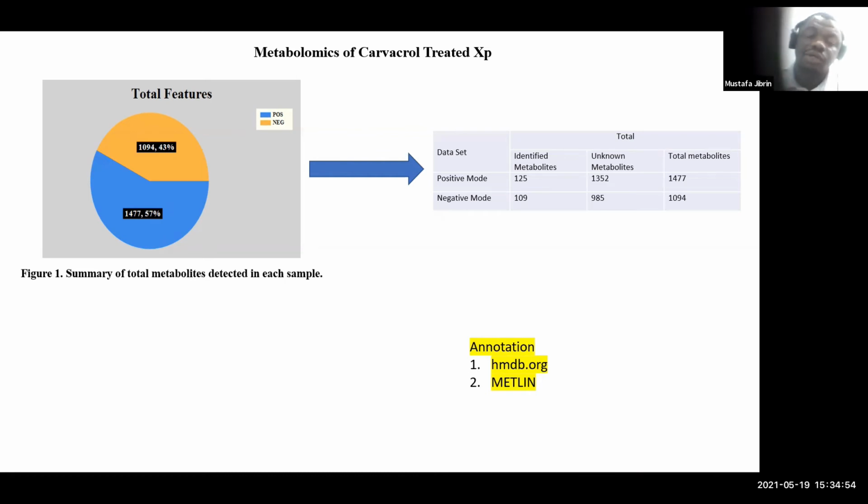So I had to go through the databases, the Human Metabolome Database and the Methylene. These are two databases that have a lot of metabolites curated in them, and there is a procedure for searching against these databases to see if what you have is also present in them and identifying what you have. It's a process of annotation that requires searching for the mass of the metabolites you have in your data sets.